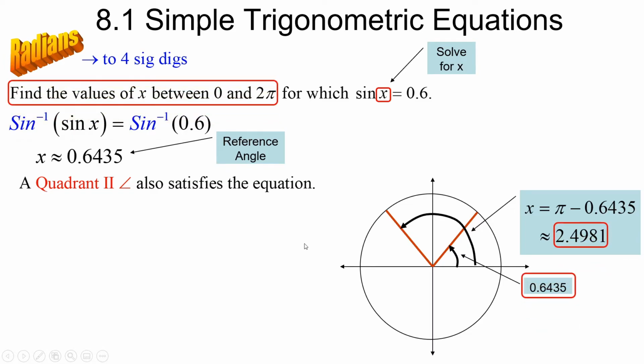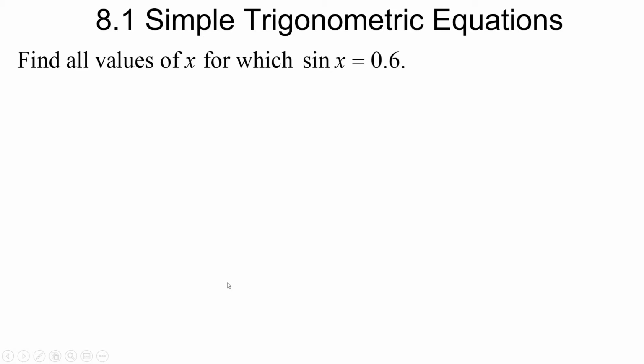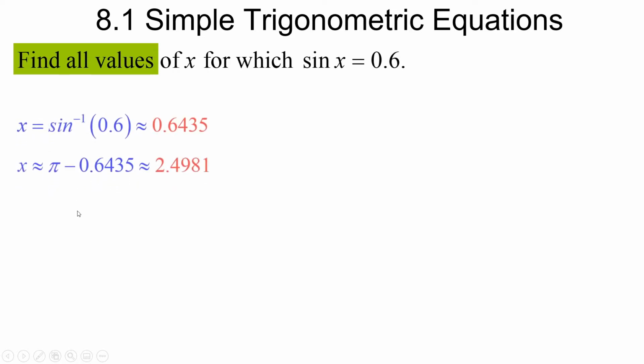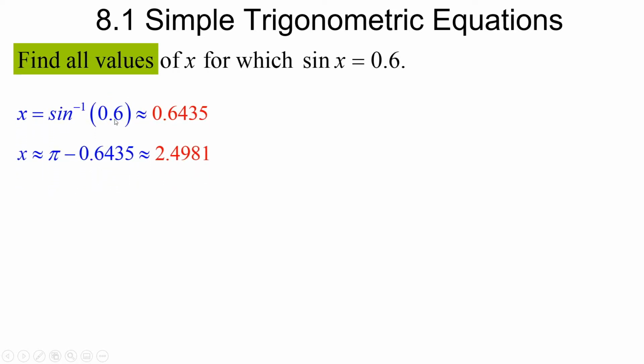Okay, right on. Now, look at the difference here. Find all values of x for which sine of x equals 0.6. Well, we've already done all the work. So now it's a simple question: how do we represent all possible solutions? Well, here's what we had from the previous slide.